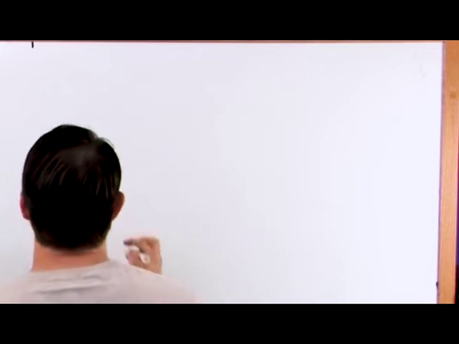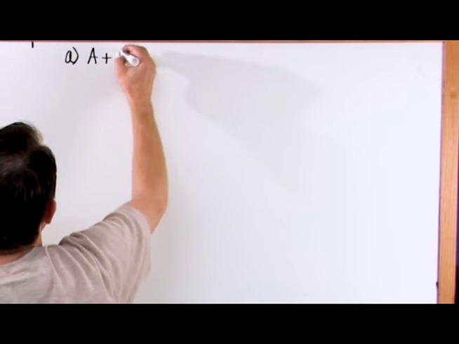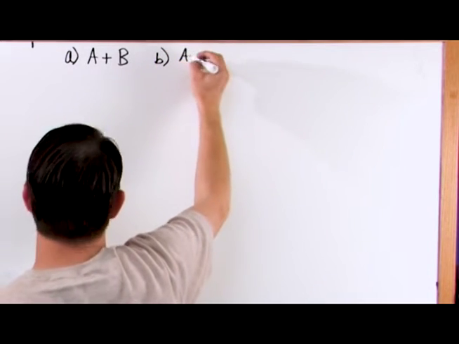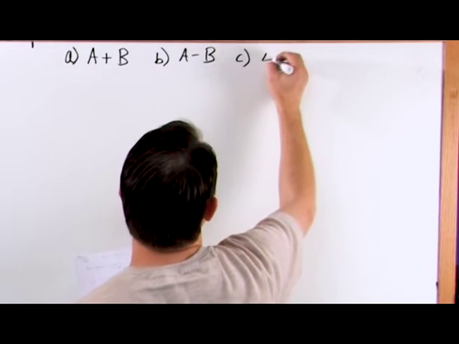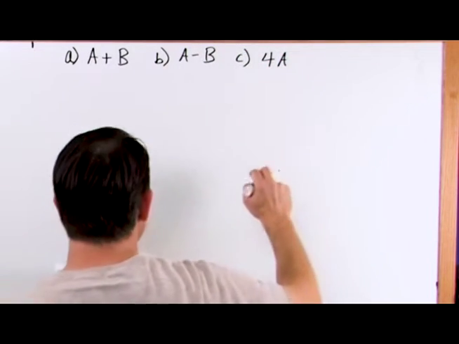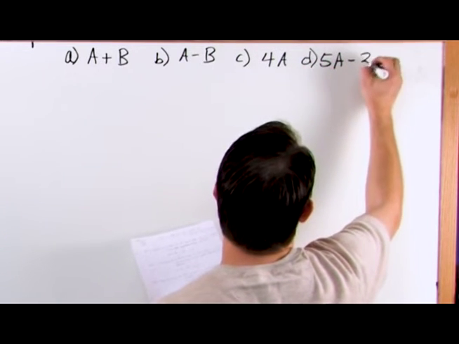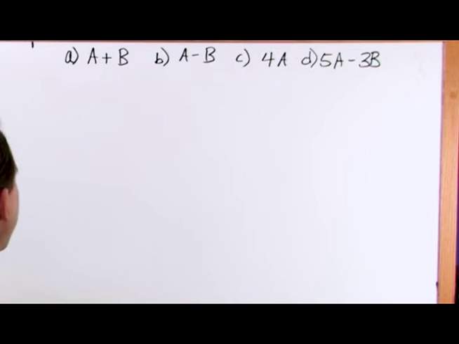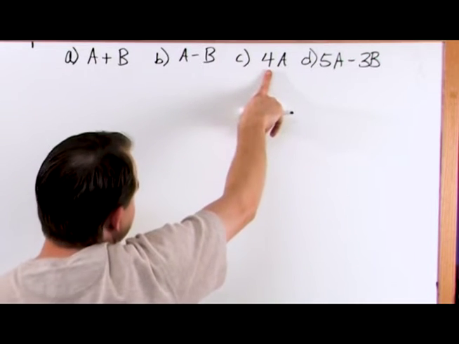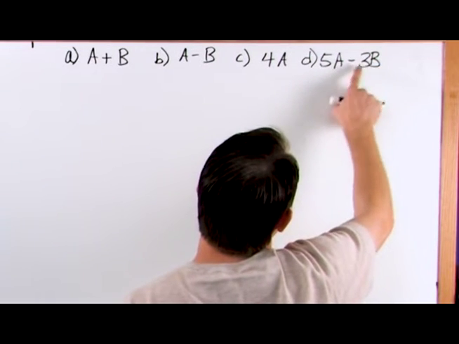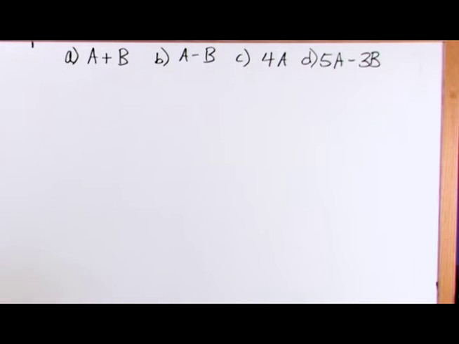So in the problems that follow, just to get some experience with this, we want to find the following things. We want to find A plus B, A minus B, 4 times the matrix A, and 5 times A minus 3 times B. So all we have going on here is matrix addition, subtraction, multiplying a matrix by a scalar, and then subtracting the results. We're just going to work with each one individually.